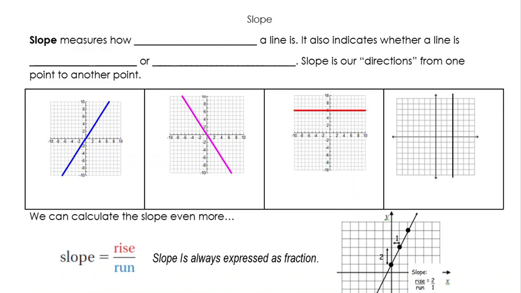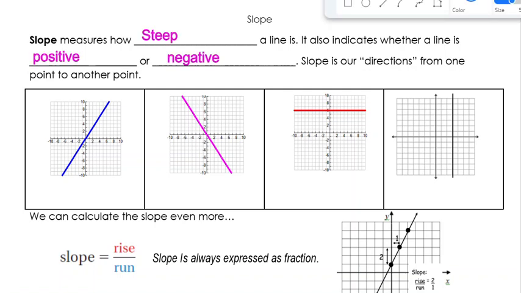Today we're going to review slope. Slope measures how steep a line is. It also indicates whether a line is positive or negative. Slope gives us directions from one point to another.